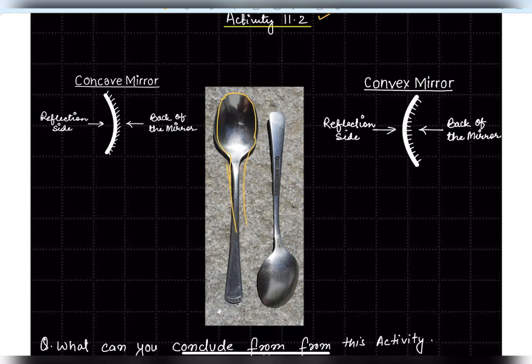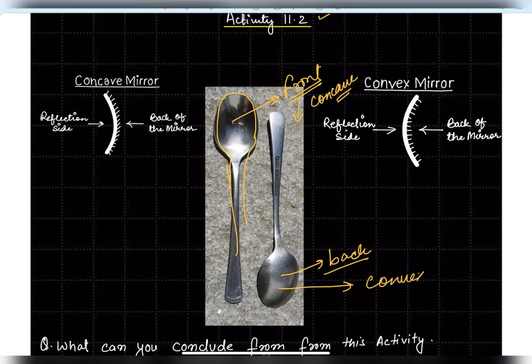So this spoon has two parts. One is the front part, another is the back part. If you look at the front part, you will see that it is concave type. And if you look at the back part of the spoon, it is convex type. So what activity 11.2 is asking you to do is the experiment with this spoon.